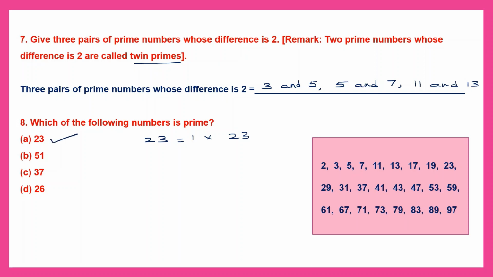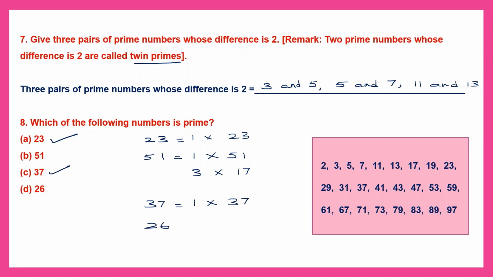Let's take the next one, 51. What are the numbers that give us 51? 1 into 51 is 51. Then 3 into 17 is also 51. So as you can see, 51 has more than two factors: 1, 3, 17, 51. They're all factors of 51. So 51 is not a prime number. Remember, a prime number must have only two factors. So let's go to the next one, 37. Now 37, the factors are 1 into 37. There are only two factors, so 37 is a prime number.